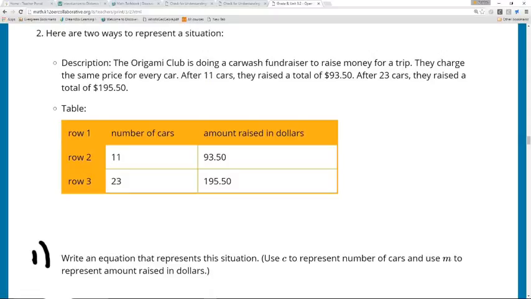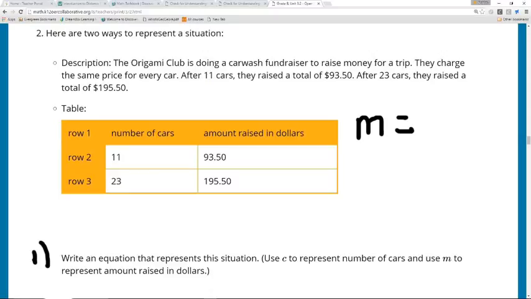Okay, so we have an origami club who is doing a car wash. They're trying to raise money, and they tell us that after 11 cars, they've raised this amount. After 23 cars, they've raised this amount, and they're saying write an equation that represents the situation. Use C to represent the number of cars, and use M to represent the amount of money. So M, the amount of money, is going to be equal to something.